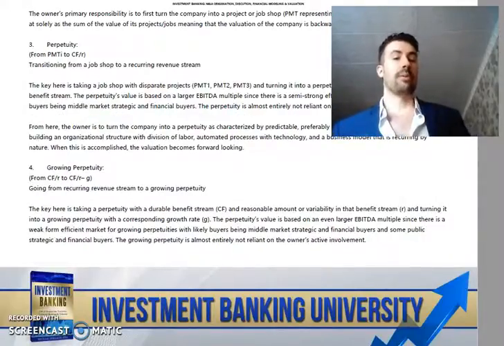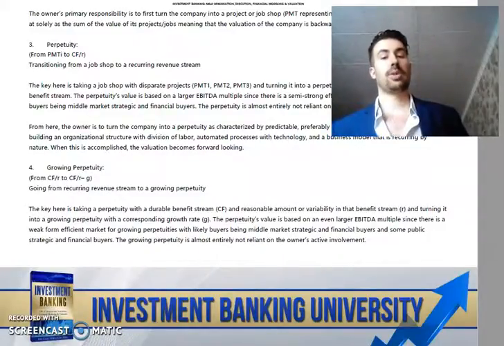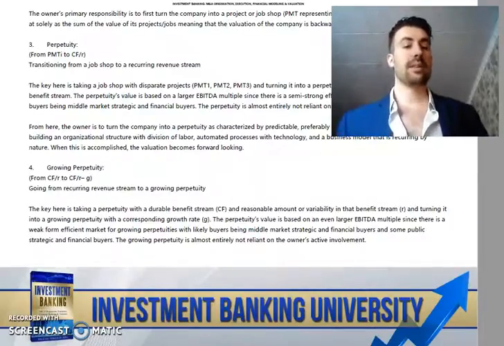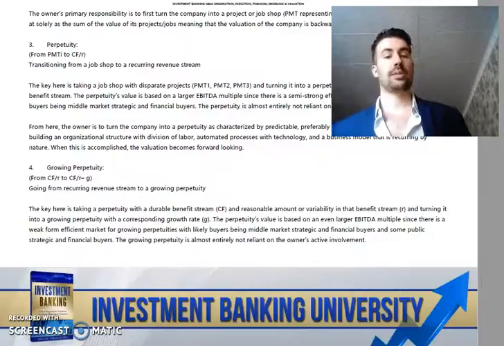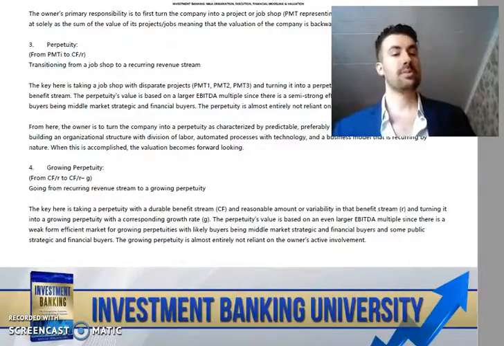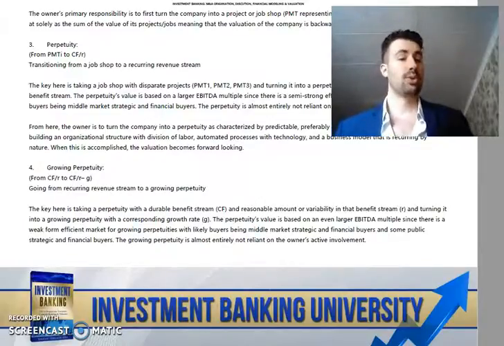The owner's primary responsibility is to first turn the company into a project or job shop, and PMT representing any given job. The company is looked at solely as a sum of the value of its projects and jobs, meaning that the valuation of the company is backward-looking. In terms of going from PMTs or separate disparate jobs into a durable benefit stream represented by cash flow over R, we get to perpetuity.